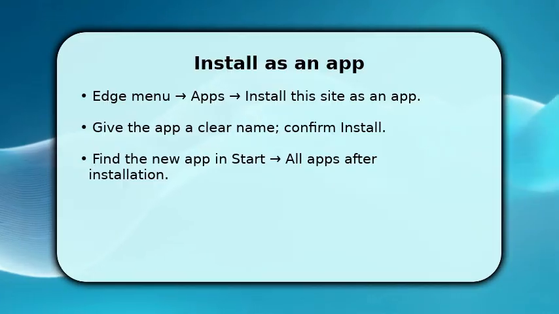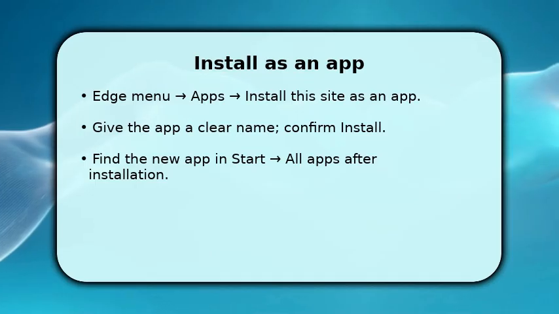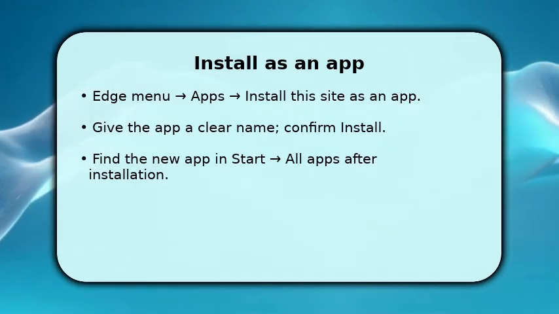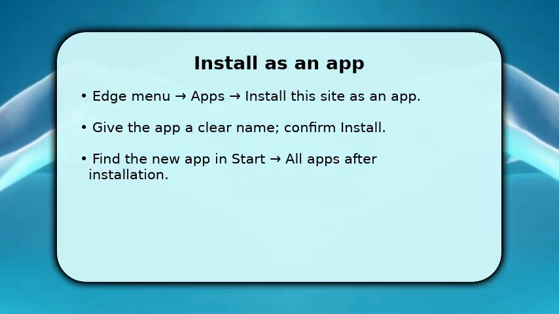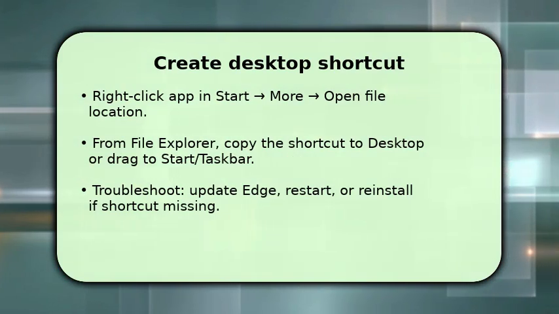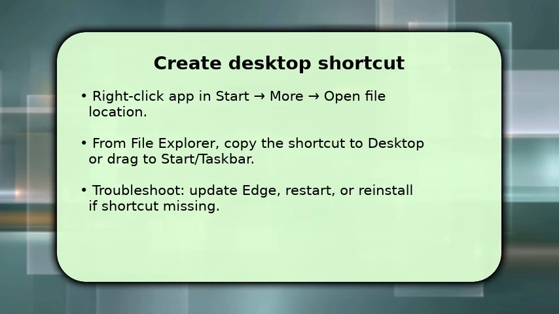Once done, open Start and go to All Apps to locate the new entry. You can run it like an app. Make sure it launched successfully before creating a desktop shortcut so the system registers the install correctly and surfaces the files we'll need. Finally, right-click the installed app in Start, choose More, then Open File Location. That opens File Explorer showing the app shortcut.